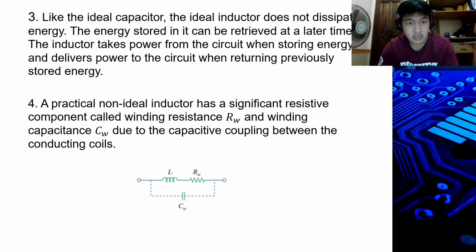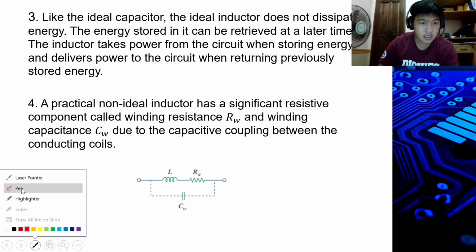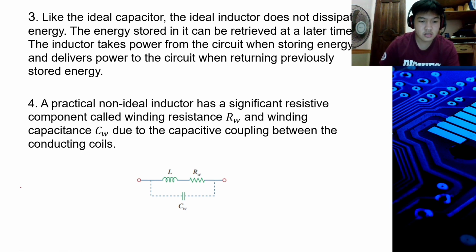A practical non-ideal inductor has a significant resistive component called winding resistance, RW, and winding capacitance, CW, through the capacitance coupling between the conducting coils. Okay. So there is no such thing as an ideal inductor. So we have a non-ideal inductor because the parasitics cannot be eliminated.